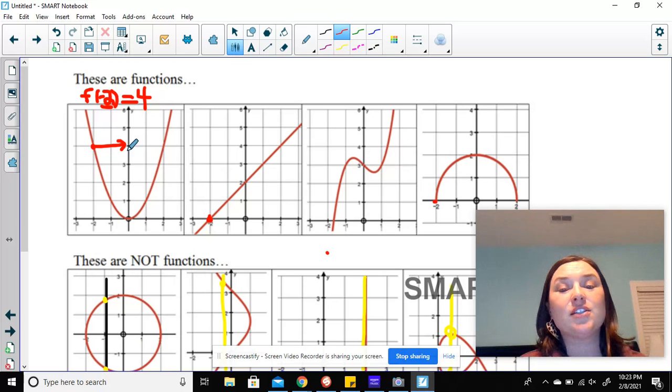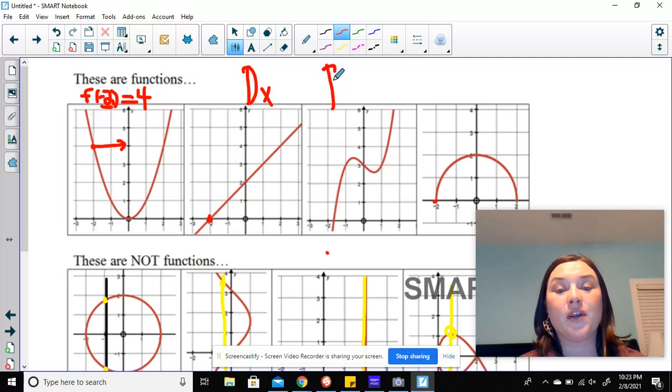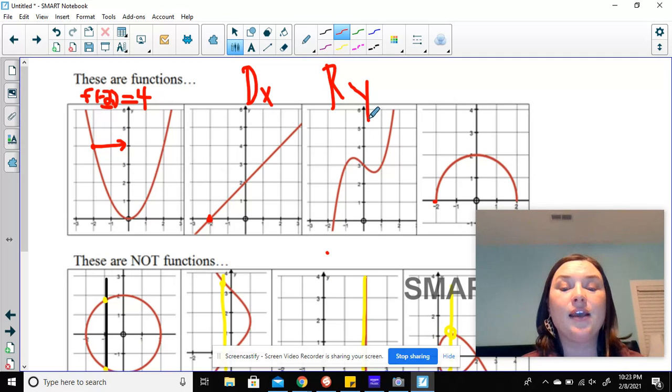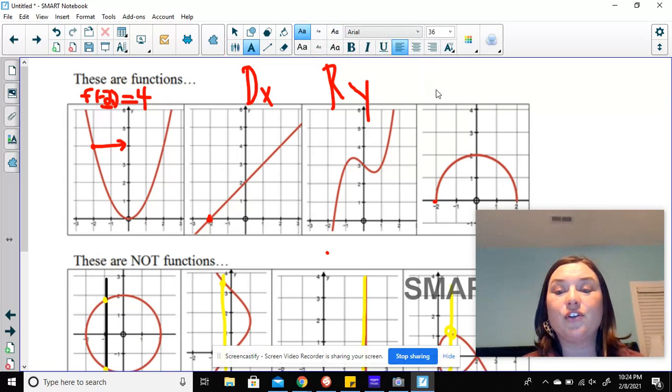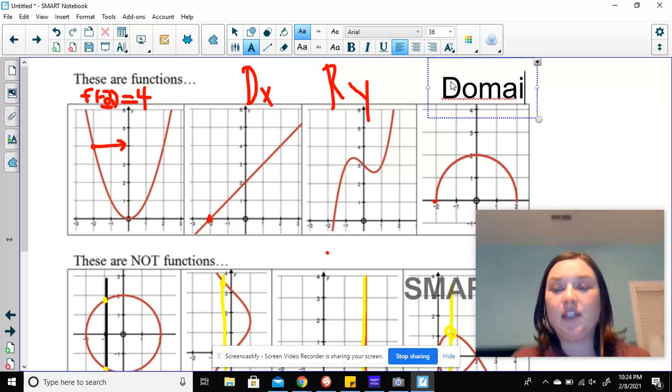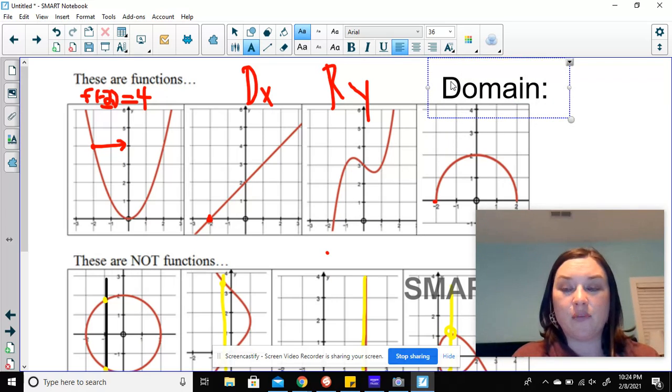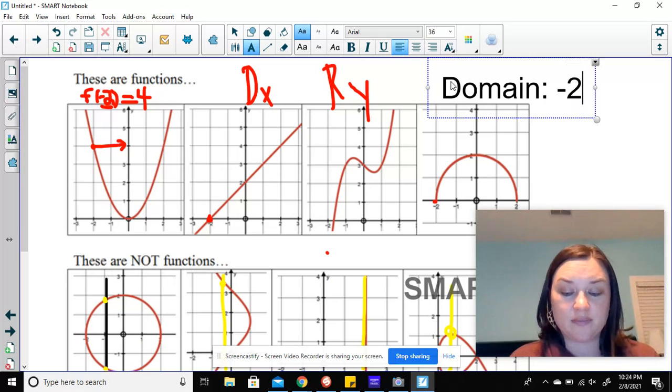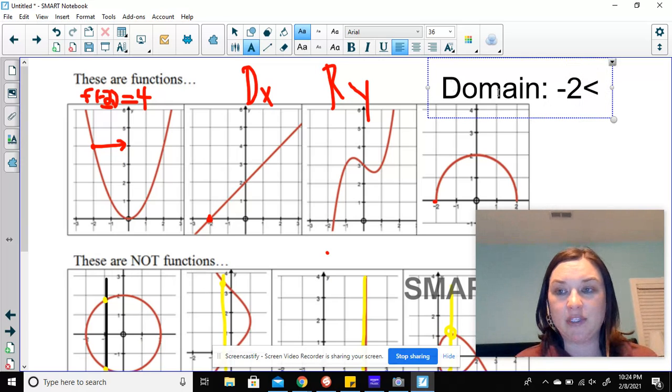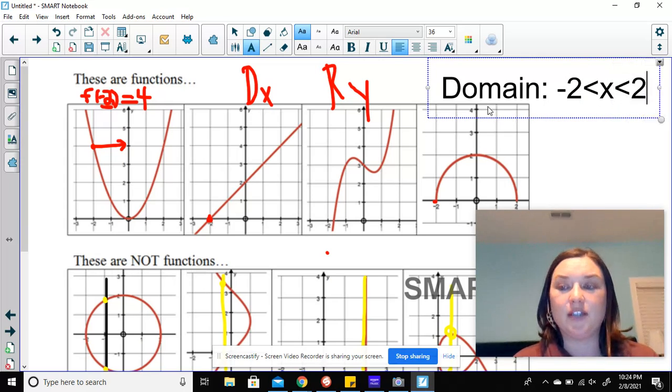Domain and range is also going to be on here. Remember, domain is all your x values, range is all your y's. I remember alphabetical order: domain comes before range in the alphabet, and x comes before y. If I was doing this semicircle right here, the farthest left it ever goes is negative 2, and the farthest right it ever goes is positive 2. So the domain of that one would be negative 2 is less than or equal to x, which is less than or equal to positive 2, but I can't put the little equal to line here, so I'll see if I can draw it in here.